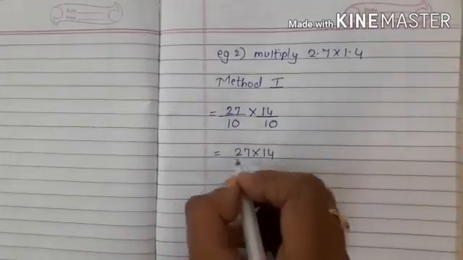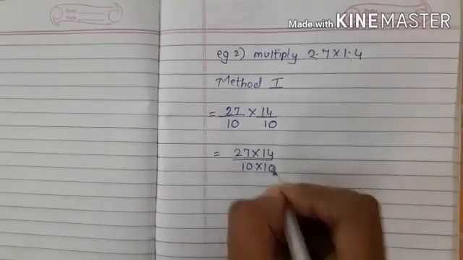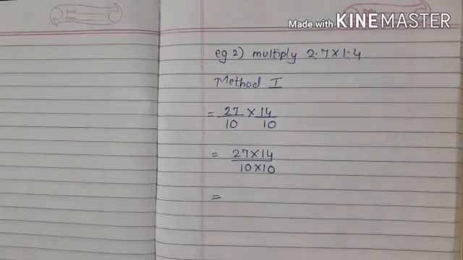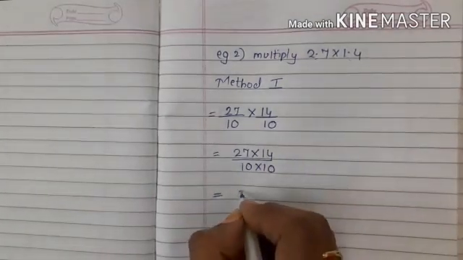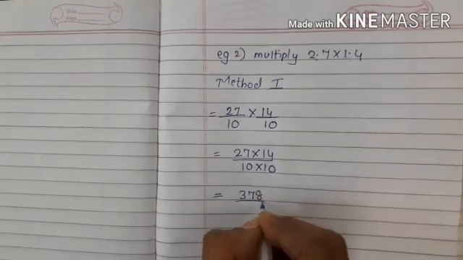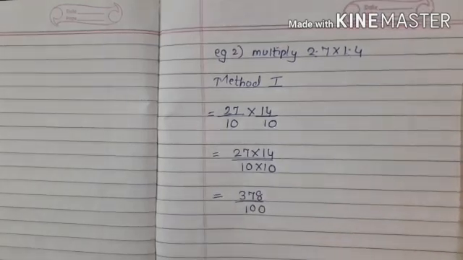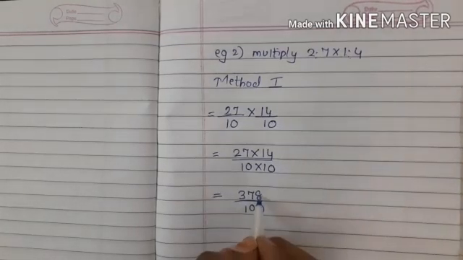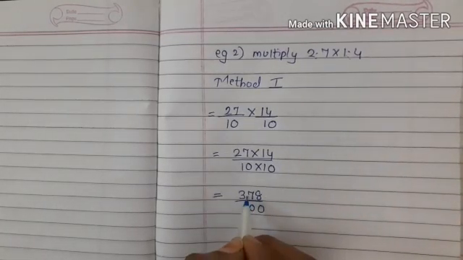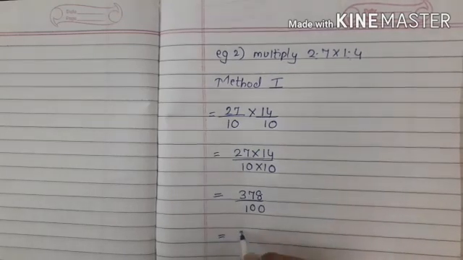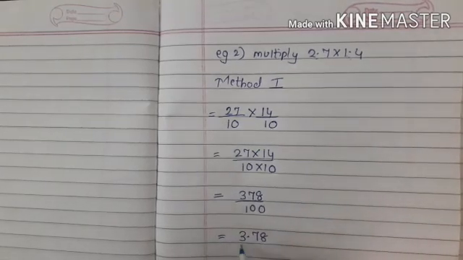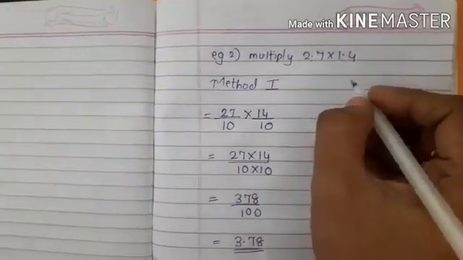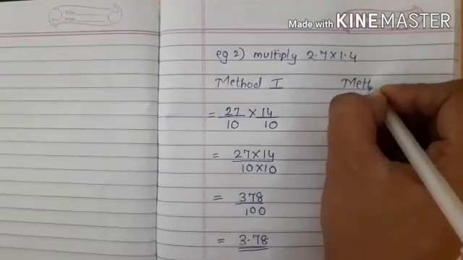27 multiplied by 14 and 10 multiplied by 10. So children, when you are multiplying, what is the answer? Here it is 378 upon 100. Now 100 means you have to put decimal point after counting two places. So 8, 7. So before 7 decimal point will come. So 3.78 is your answer. Now let's take method number 2.